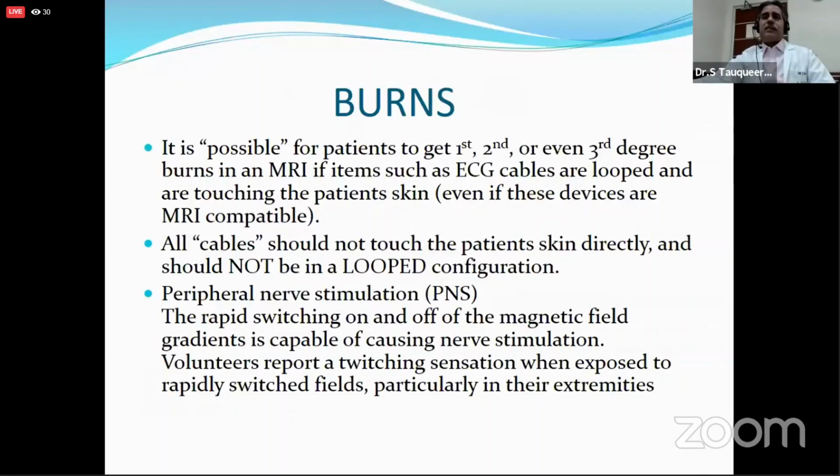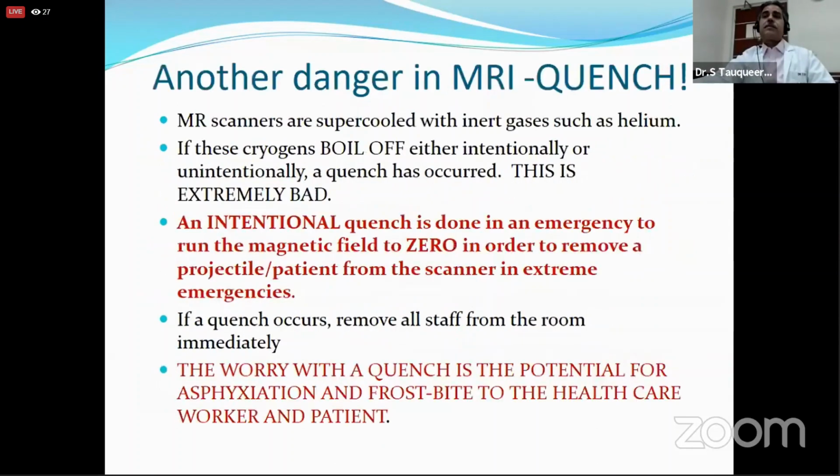So we do get to see certain burns which can happen, and these burns are also because of certain cables. Sometimes these cables get heated. So if these cables are placed and they are looped or touching the patient's skin, then because of the heating of the cable, burns can happen. So when we place the ECG cables, we should see that they are not touching the patient's skin. Similarly, peripheral nerve stimulation has also been described by certain patients.